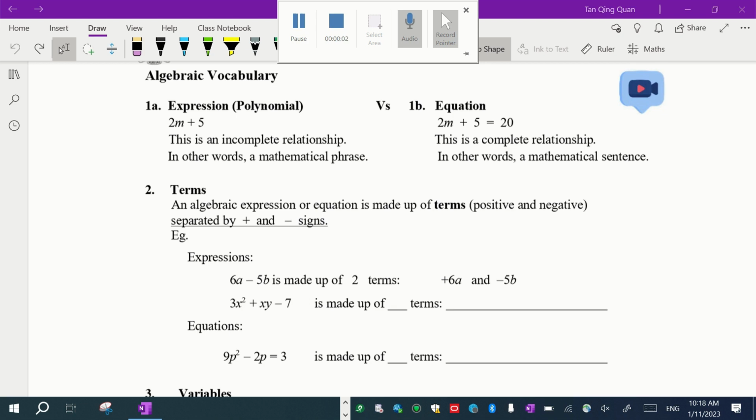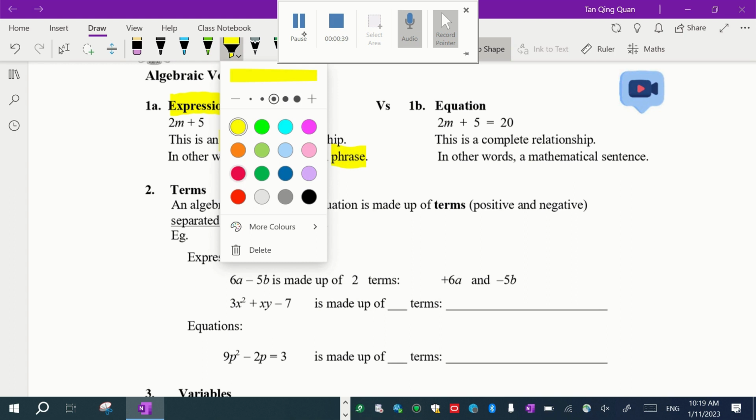Everyone, welcome to this video on algebraic vocabulary, which will be useful when we solve questions in algebra. So the first point is that we do need to take note of the difference between an expression. Another word for expression is polynomial, where you notice that there is no equal sign, which means that the relationship is actually incomplete. You could see this as a mathematical phrase.